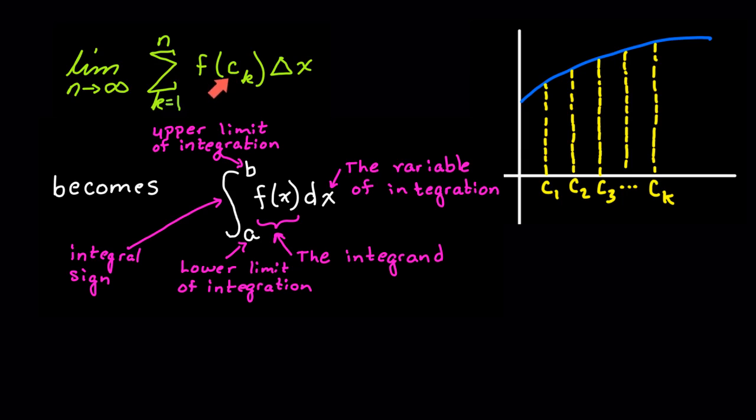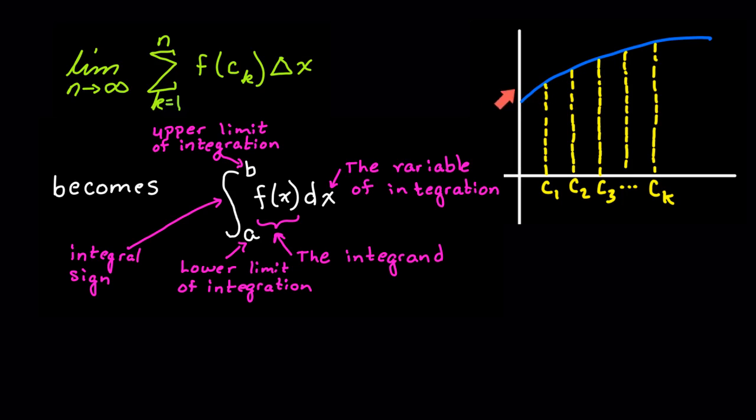Now, f of c sub k, that is the y value at each of these sides of your rectangles. So f of c sub 1 would be the y value right here. That's going to give you the height of your rectangle, and this would be using a right Riemann sum. However, and that would give you an over approximation on an increasing function.